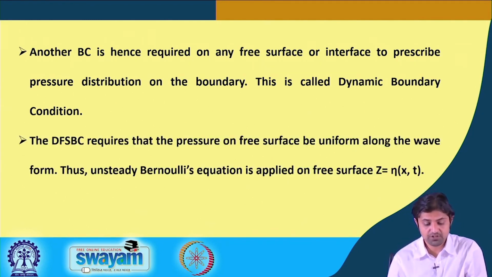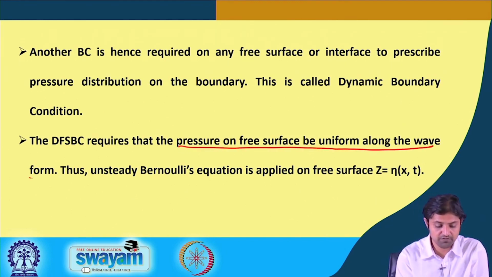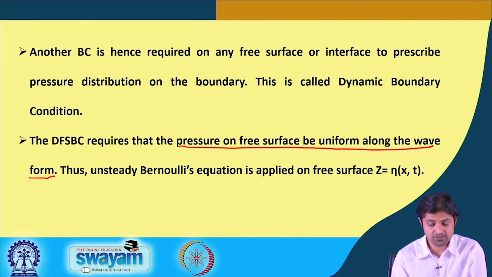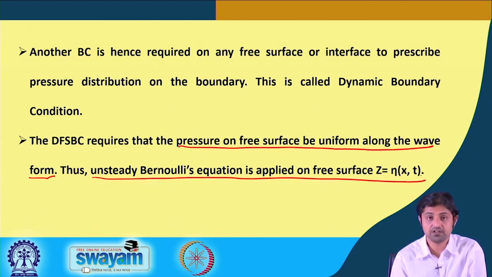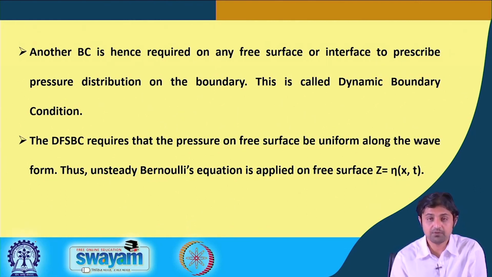The requirement of the dynamic free surface boundary condition is that pressure on the free surface be uniform along the waveform. So, along that free surface distortion or wave as we call it, the pressure on the free surface should be uniform along the waveform, and here to derive that we use unsteady Bernoulli's equation on the free surface. So, we have seen the Bernoulli's equation. For this we are going to use unsteady Bernoulli's equation.